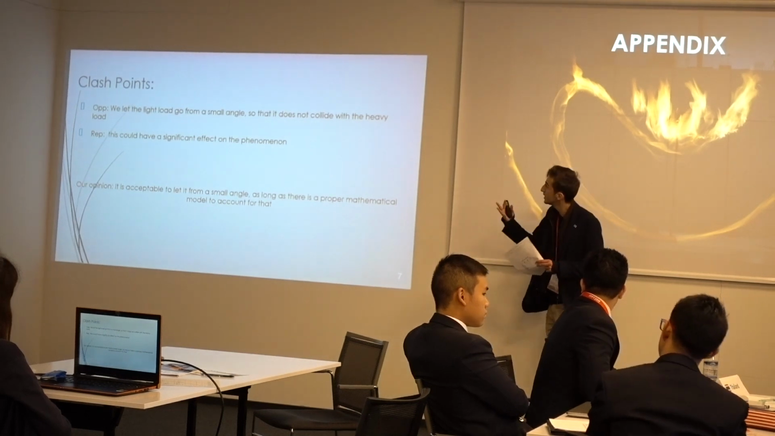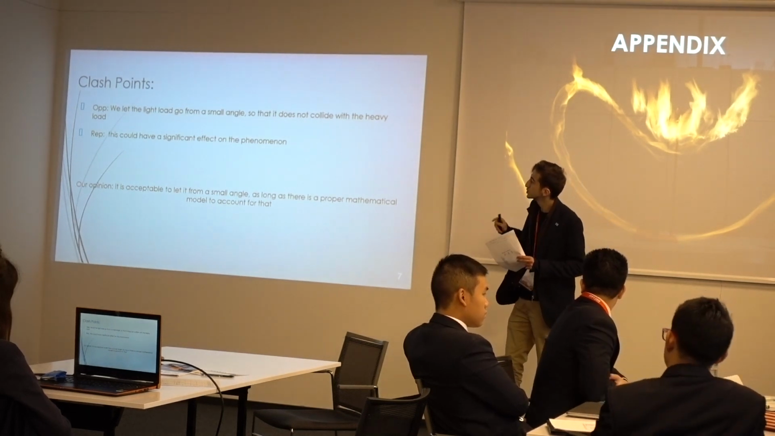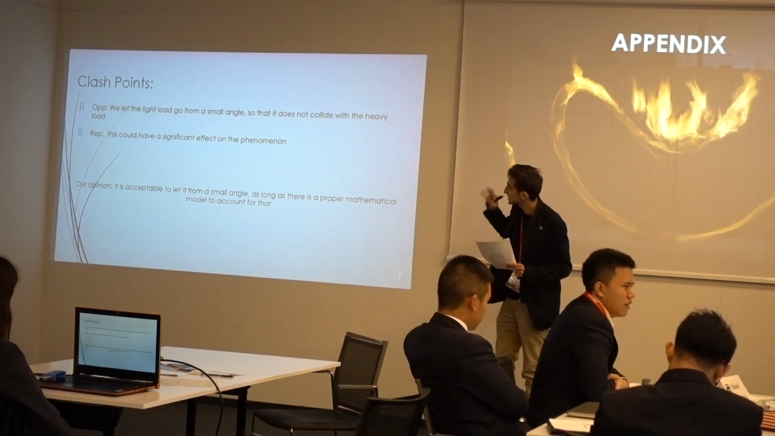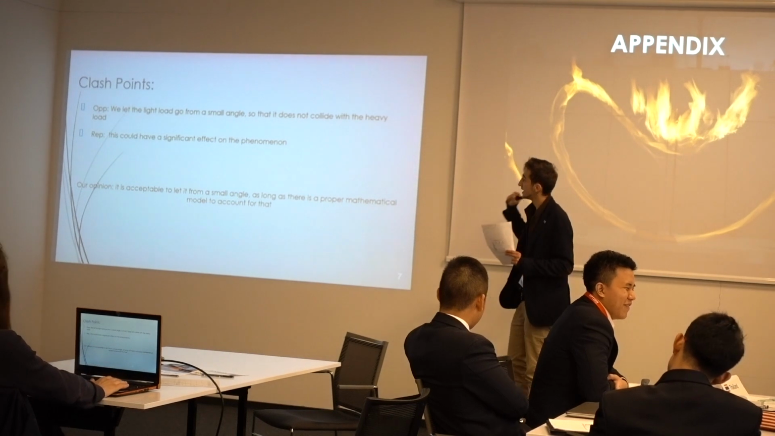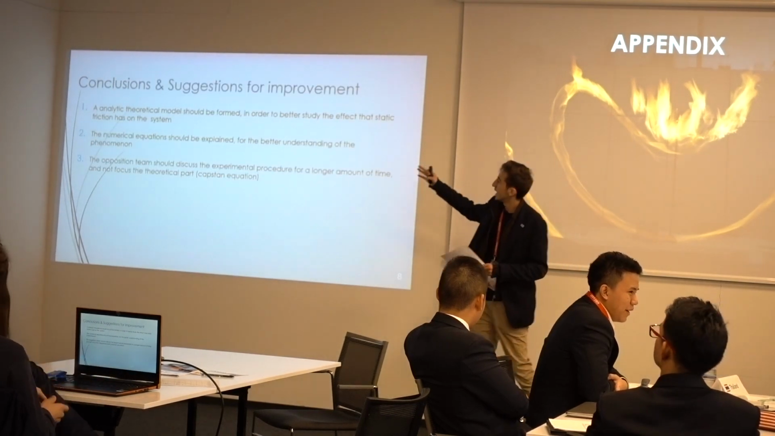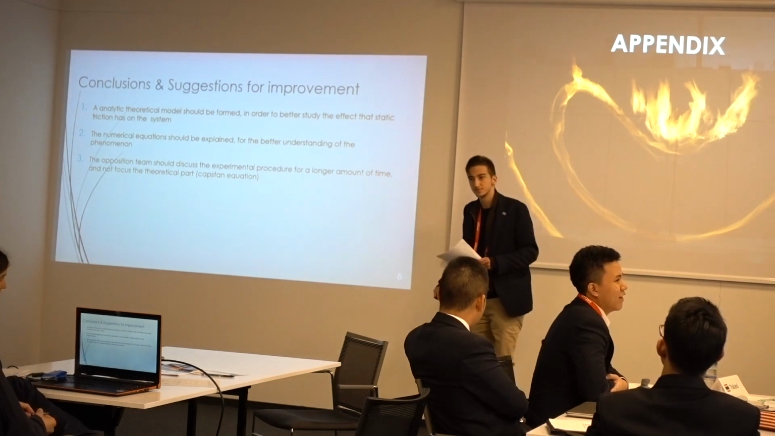Another class point: the opponent says to let the light load go from a small angle so that it does not collide with the heavy load. Reporter: this would be a significant factor for the phenomenon. Our opinion: it is acceptable to release it from a small angle as long as there is a proper mathematical model to account for it. And the conclusions are... Okay, thank you, time is over.